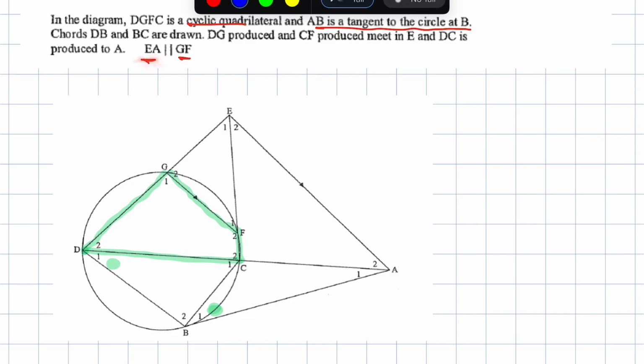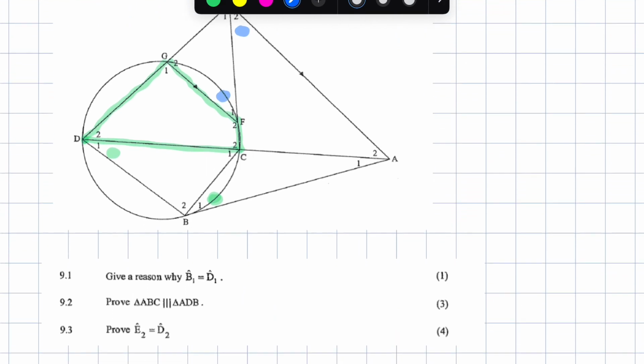So there's EA and there's GF that are parallel to each other, which means we have alternating angles. So let's highlight those angles that are alternating. So it's F1 is equal to E2. Okay. Now we can answer the questions.